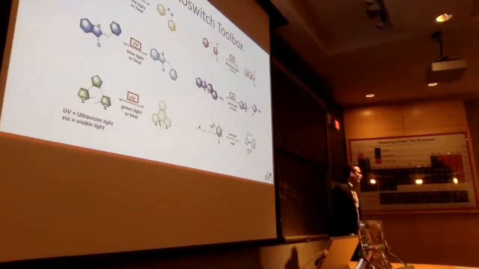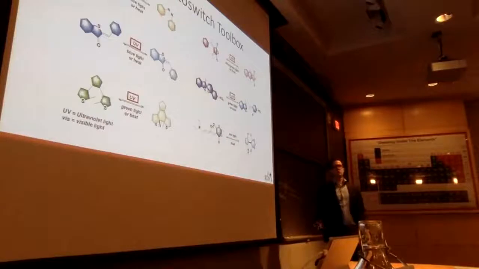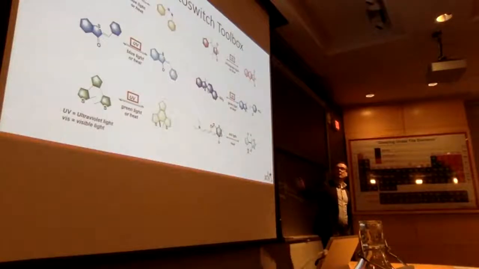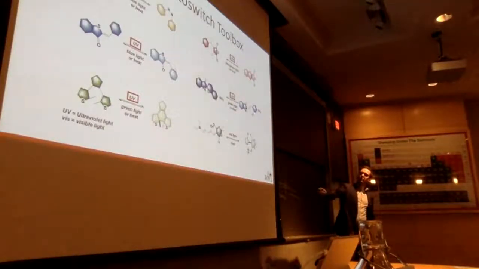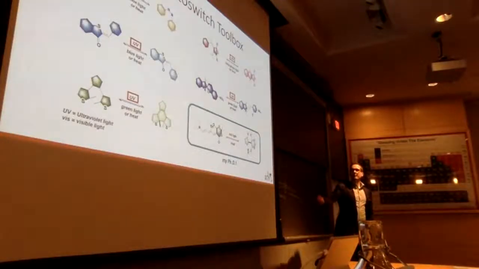Unfortunately, if you look at our toolbox, most often we're still restricted to UV light. And so an active push at the moment in chemistry is really to make photoswitches that are operated by red light. There's now more and more examples where people have developed new variants of these photoswitches within the red light range. And interestingly, the last one here is a new photoswitch that was reported in 2014.